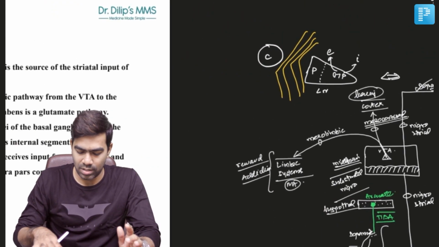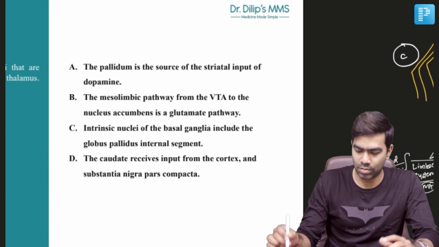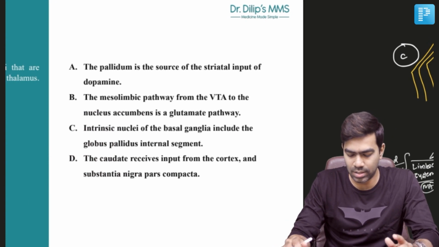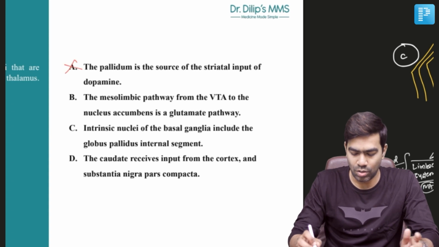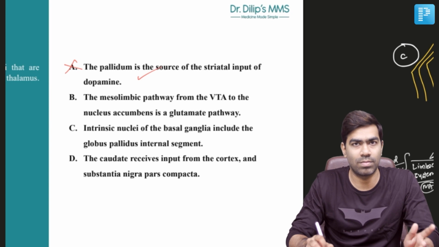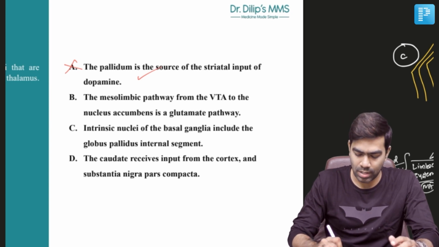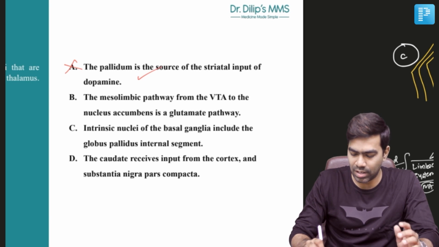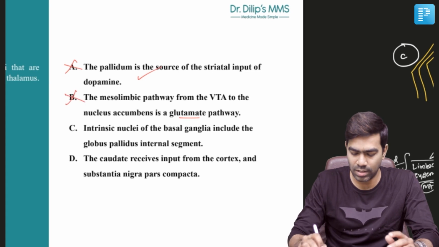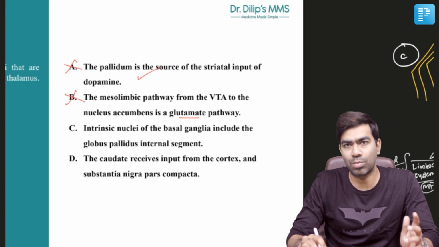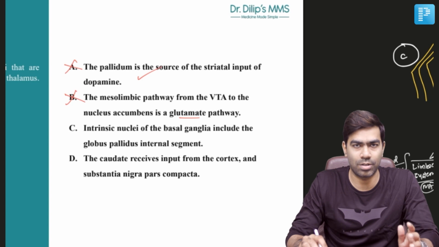Now let us try and answer this question. So what does option A state? Option A states the pallidum is the source of striatal input of dopamine. This is wrong. We all know the striatal input of dopamine is through nigrostriatal neurons from the substantia nigra pars compacta, not the pallidum. And option B states the mesolimbic pathway from the ventral tegmental area to the nucleus accumbens is a glutamate pathway. That's wrong. We know that the mesolimbic pathway is a dopaminergic pathway involved in reward and addiction.